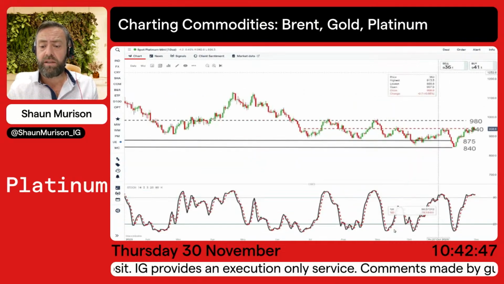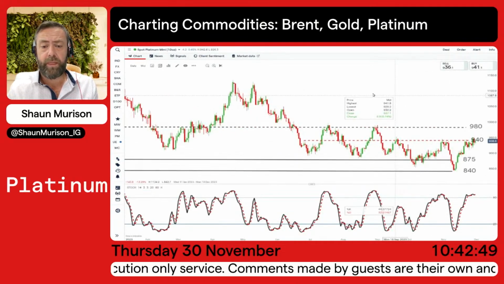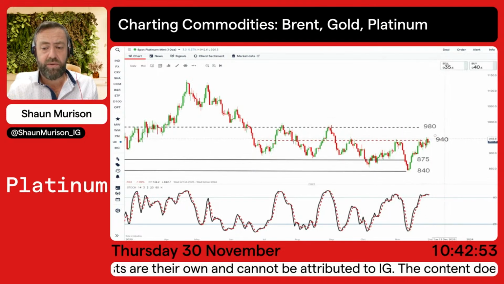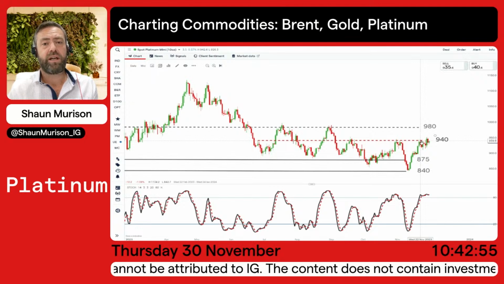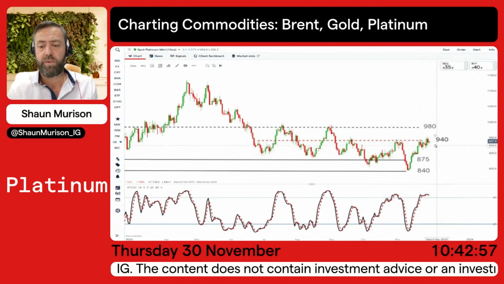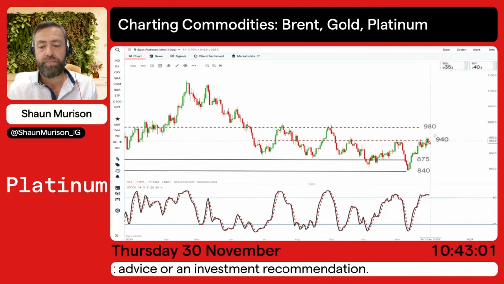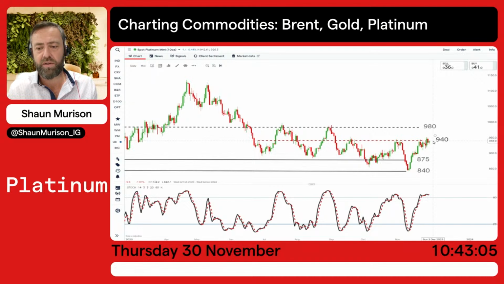Right, last but not least, we have platinum. Now, platinum, range-bound trading environment. It's really hovering around that $940 per ounce mark at this point in time. It's testing that level there. We actually had a bit of a breakout, but since then, the price has moved, started to continue to consolidate.